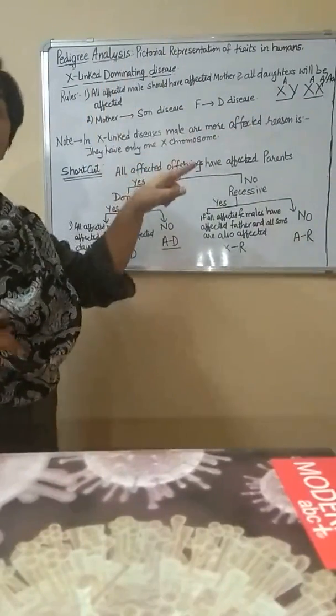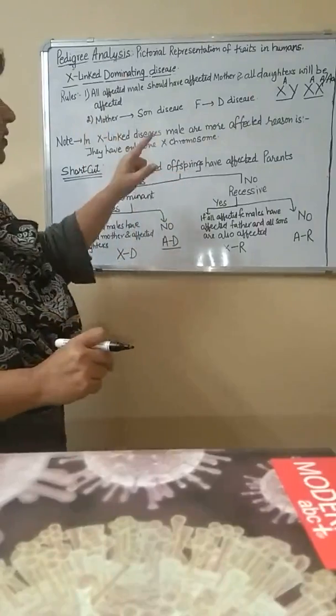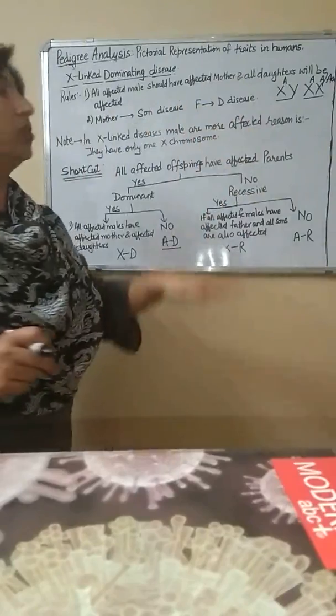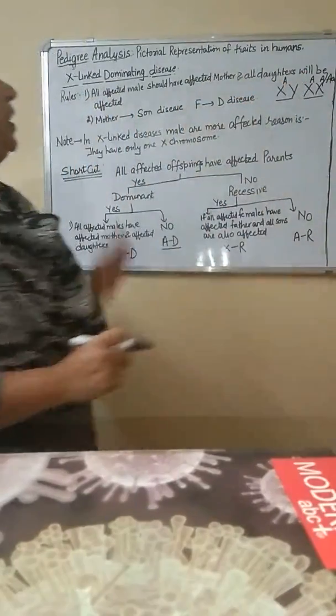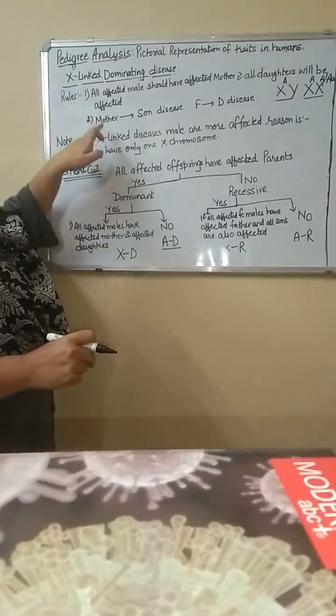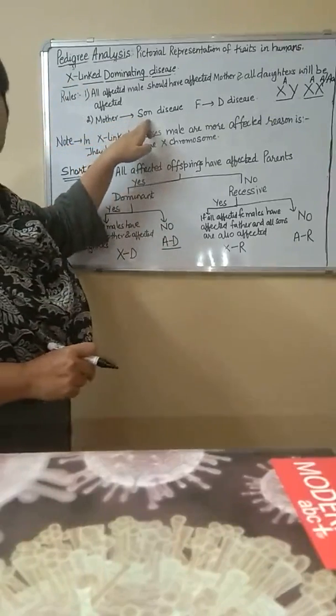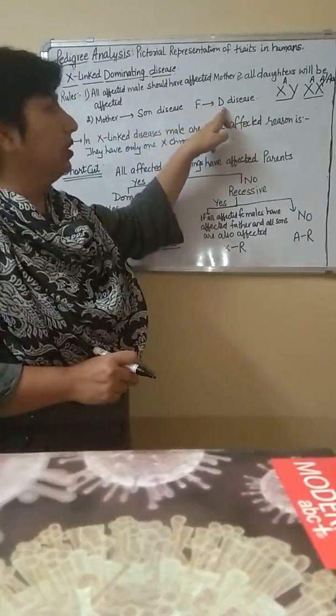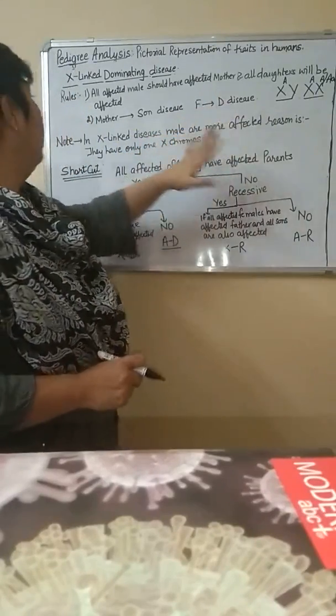That means in the previous generation the mother is affected, and all the daughters in the next generation will also be affected. In an X-linked disease, the mother can pass on the disease to the son and the father can pass the disease to the daughters. Okay, this is also a rule.